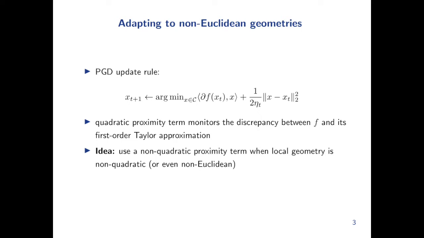Okay. Now, generally, this is a good idea, but what happens if your feasible set is something special?